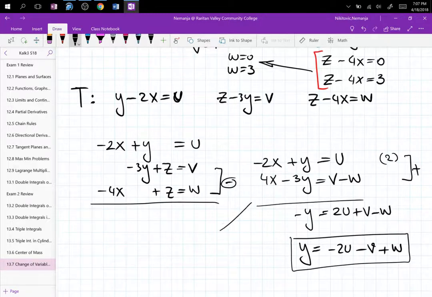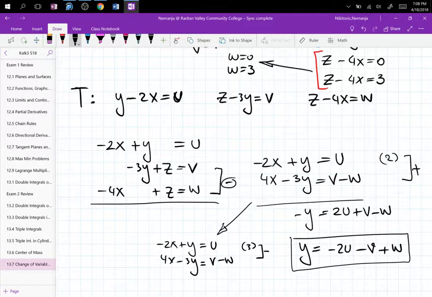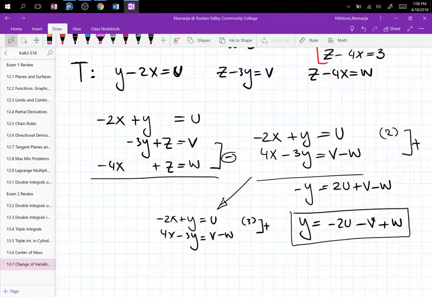So what else can I do from the same set? I can do top times 3. So negative 2x plus y equals u, and 4x minus 3y equals v minus w. I can do top times 3 plus the second equation. And if I do that, top times 3 gives me negative 2x over here, the y's die, and I have 3u plus v minus w.